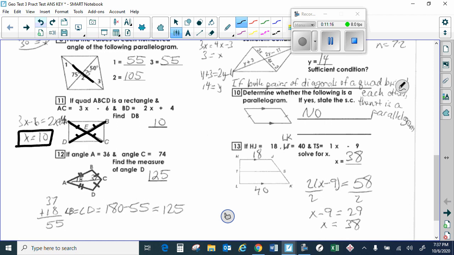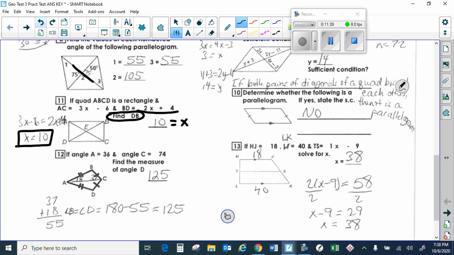Okay, but it says find DB. So now I have to find DB. Okay, that's this right here. So notice I have an error here. I just found x. That's what x equals. I didn't go back and read the directions like I keep telling you to do. So you better learn from this.